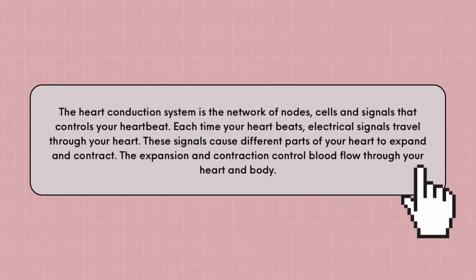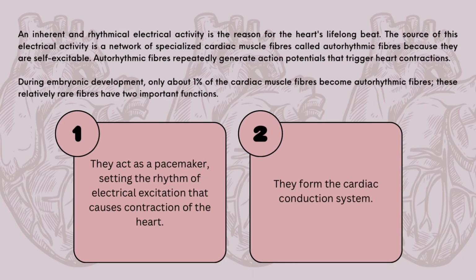The heart conduction system is a network of nodes, cells, and signals that controls your heartbeat. Each time your heart beats, electrical signals travel through your heart. These signals cause different parts of your heart to expand and contract. The expansion and contraction control blood flow through your heart and body. What does trigger heart contraction?